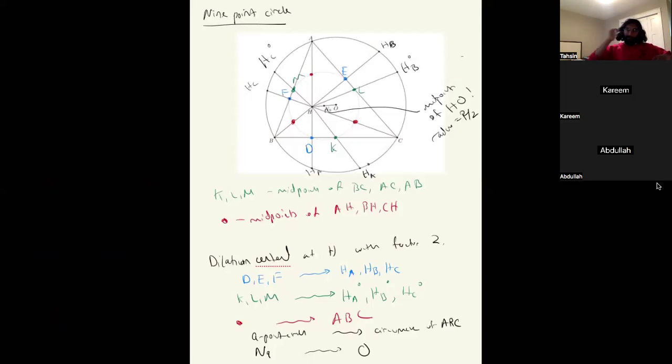Okay. So that's some basics of the 9-point circle. I'm not sure if I want to go over more. Yeah, I think that's enough theory for now. So yeah, any questions about this 9-point circle?